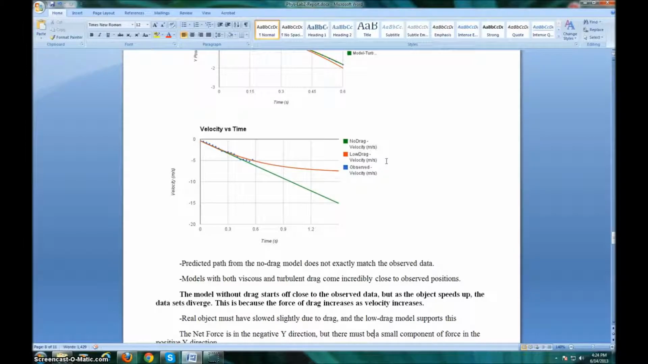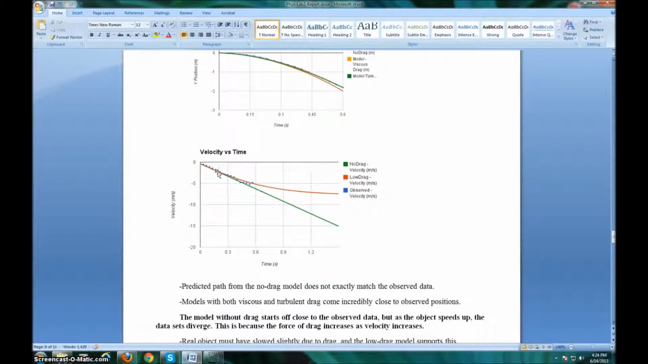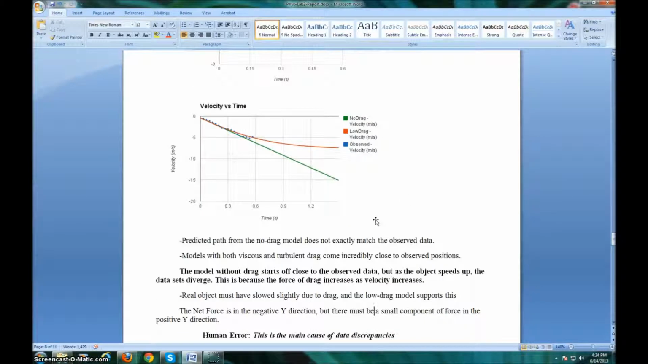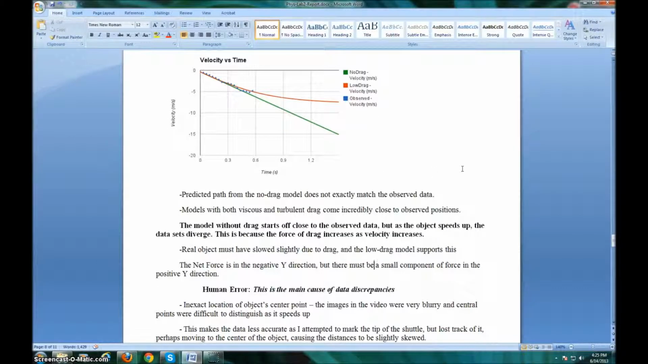This means that the real object must have slowed slightly due to drag, and my low drag model supports this. The net force is in the negative y direction, but there must be a small component of force in the positive y direction. Now, the main source of my data discrepancies with these graphs is definitely my human error. I had an inexact location of the object's center point. The images in the video were very blurry, and central points were difficult to distinguish as the object sped up. This makes my data less accurate as I attempted to mark the tip of the shuttle, but lost track of it, perhaps moving to the center of the object, causing the distances to be slightly skewed.